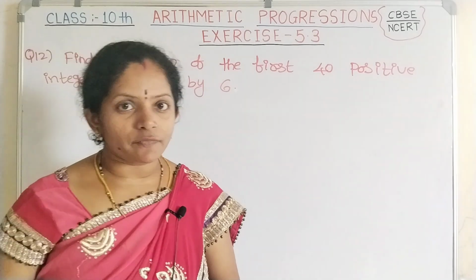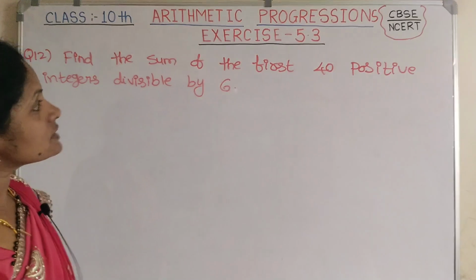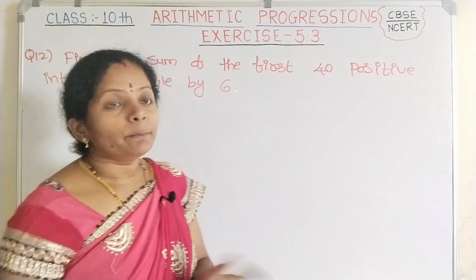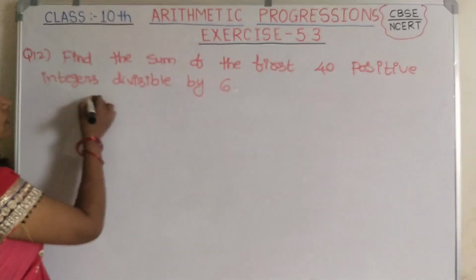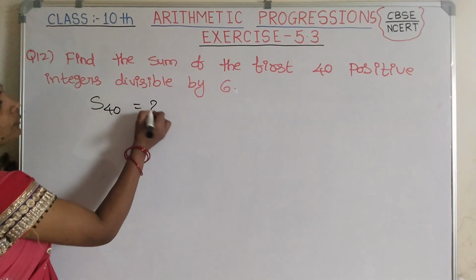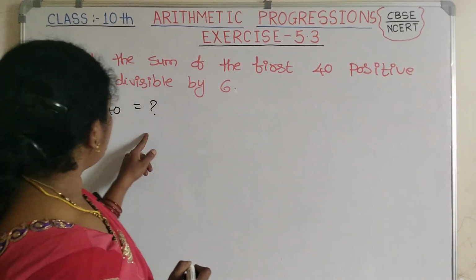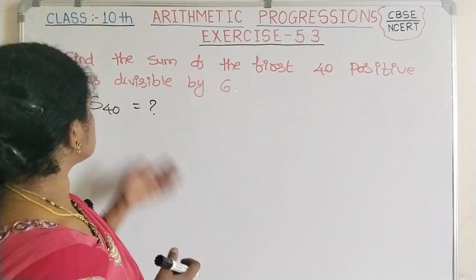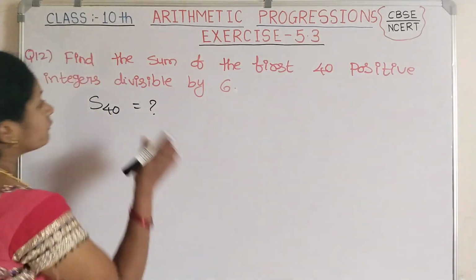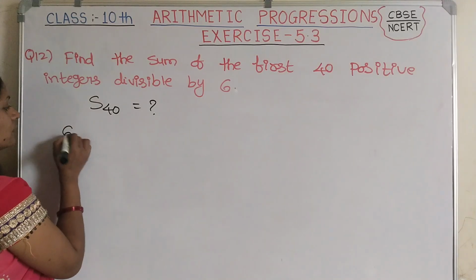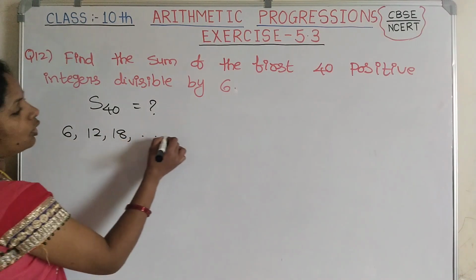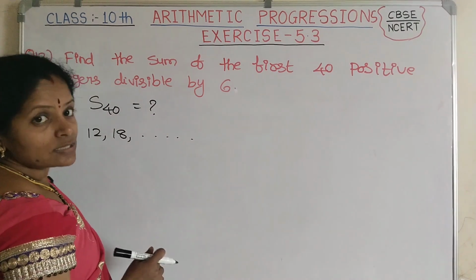Next is question number 12. Find the sum of the first 40 positive integers divisible by 6. Means we have to find n as 40 here. And which numbers do we have to take? We have to take the positive integers which are divisible by 6 only. Which numbers are divisible by 6? 6, 12, 18. All these numbers are divisible by 6.